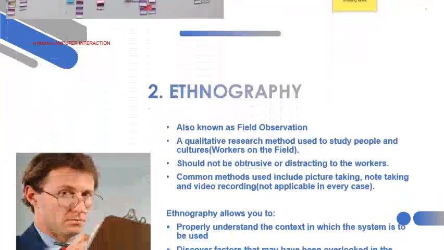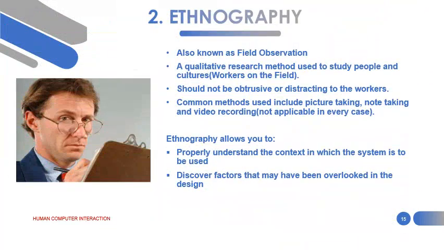So the second thing we're going to look at is ethnography or field observation. Ethnography is a qualitative research method used to study people and cultures. So in this case, it's a qualitative research method that is used to study workers on the field. So the idea behind field observation is for a designer to go to the workplace and observe how the workers normally go about their normal activities at the workplace. And whenever a field observation is being conducted, the designer should not be obtrusive or distracting to the workers.